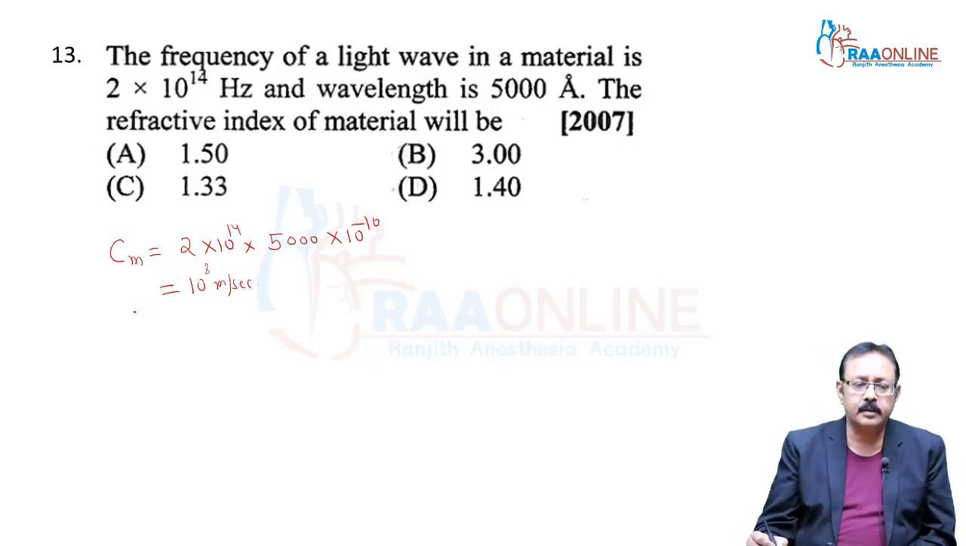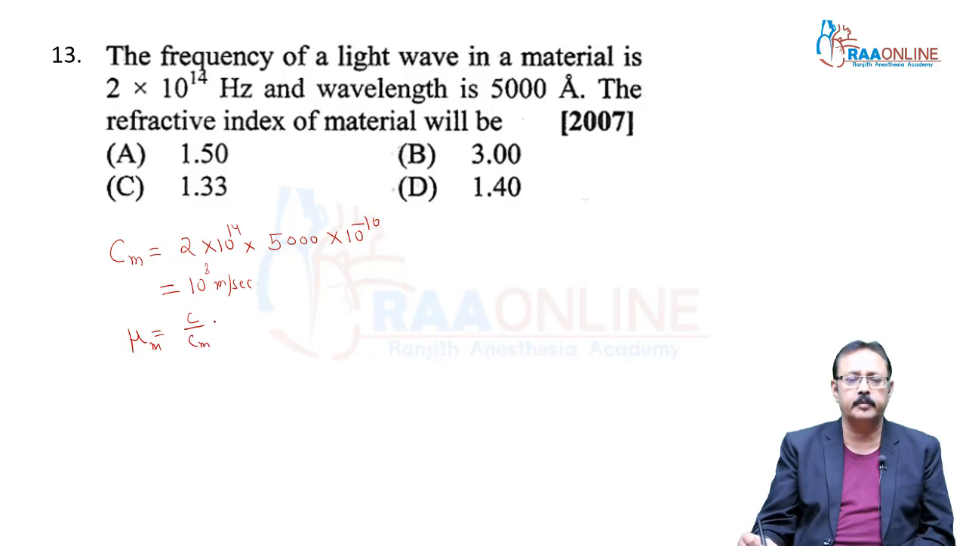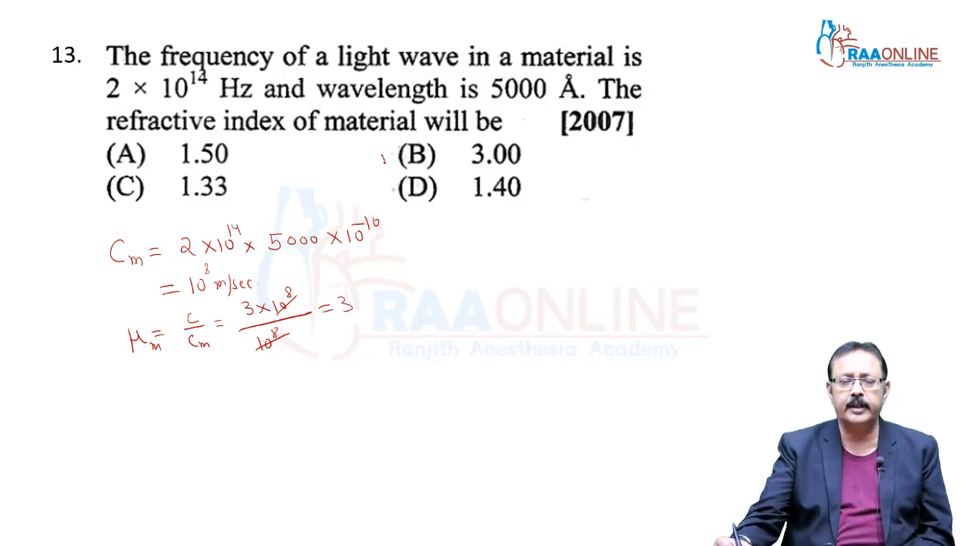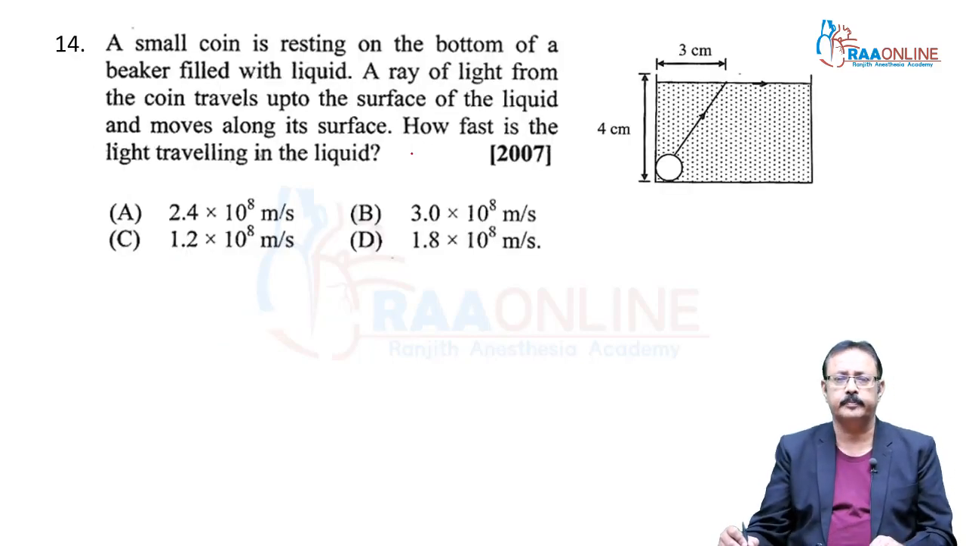So it means the refractive index of the medium is equal to the speed of light in air upon the speed of light in the medium. In air it is 3 into 10 to the power 8 meter per second. In the medium we are getting 10 to the power 8. So what we are getting? We are getting 3. So the refractive index should be 3. So 13th is option B.